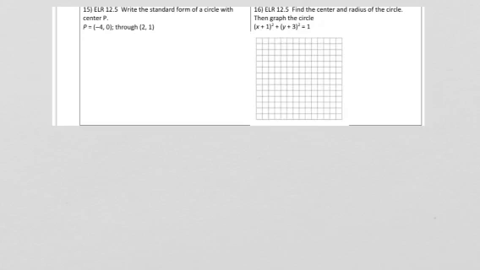Okay, so center is -4, 0, so we're going to be starting at x plus 4 squared, plus y plus 0 squared, so just y squared, and that's going to be equal to our radius squared, which we're not sure what it is yet. But we do know that we have a point at -4, 0, and we have a point at 2, 1, so we can use our distance formula to find our radius.